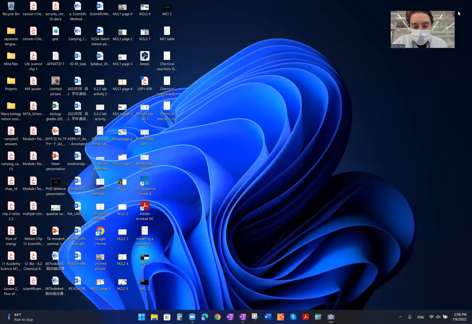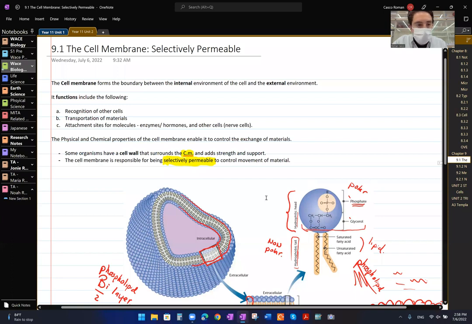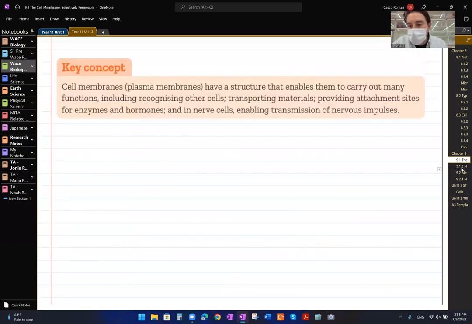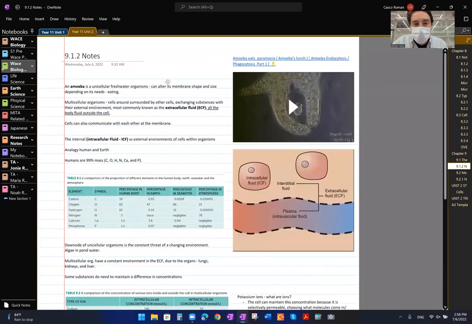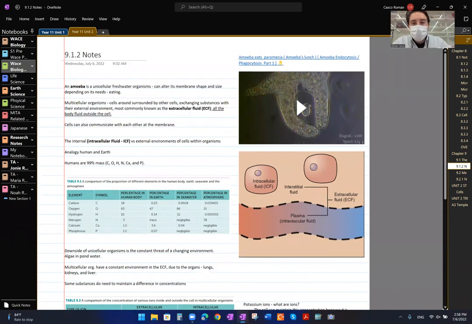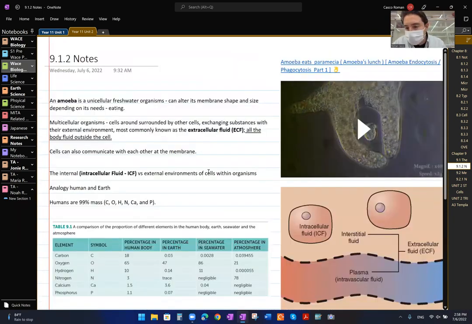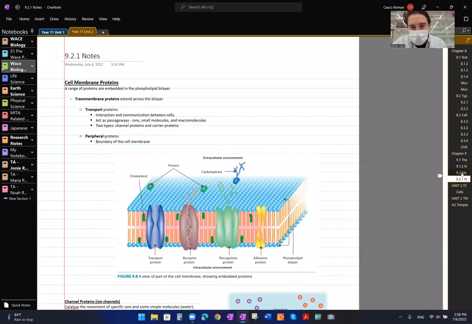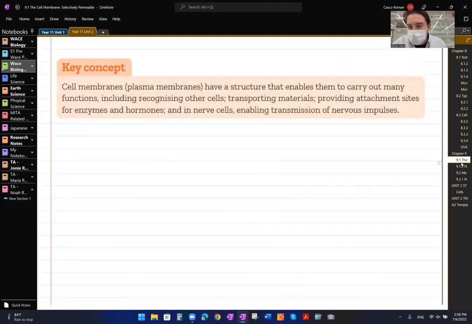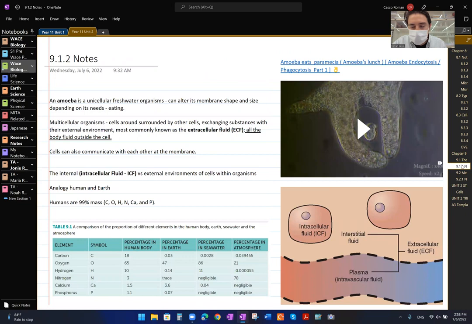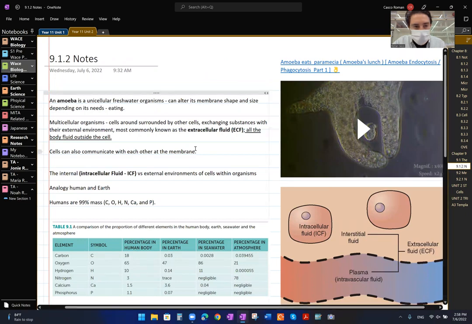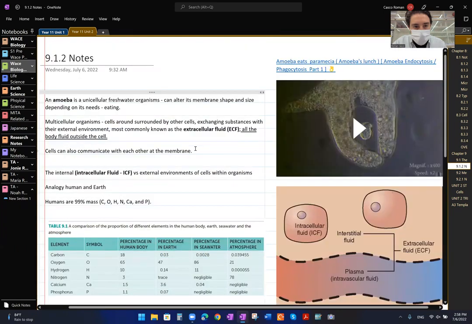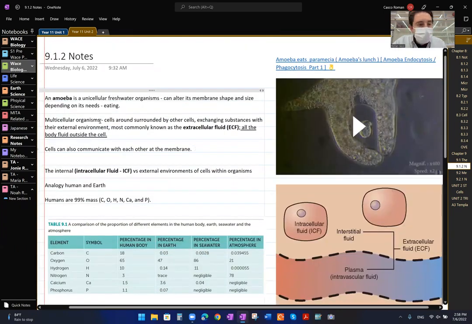Okay, so let's continue back. I did talk about this already. Now, I want to go over discussing more about the cell membrane. I won't go over all of the notes here today, maybe just these two, and that'll be good for today. Some more examples of the cell membrane.